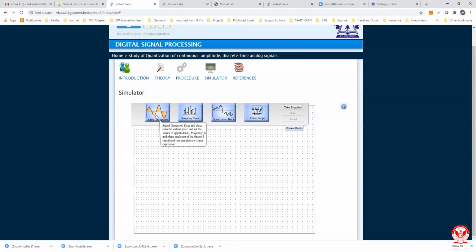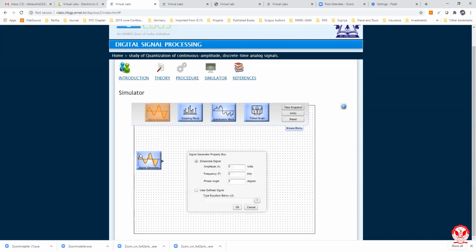The third one is the quantization block. And again, we have a virtual scope. We are all familiar with the signal generator, sampling block, and the virtual scope. Now, what is new in this experiment is the quantization block. So how this quantization block and quantization work, let us see. Again, we will select the signal generator here. By clicking this, we select the signal generator, drag it and place it here.